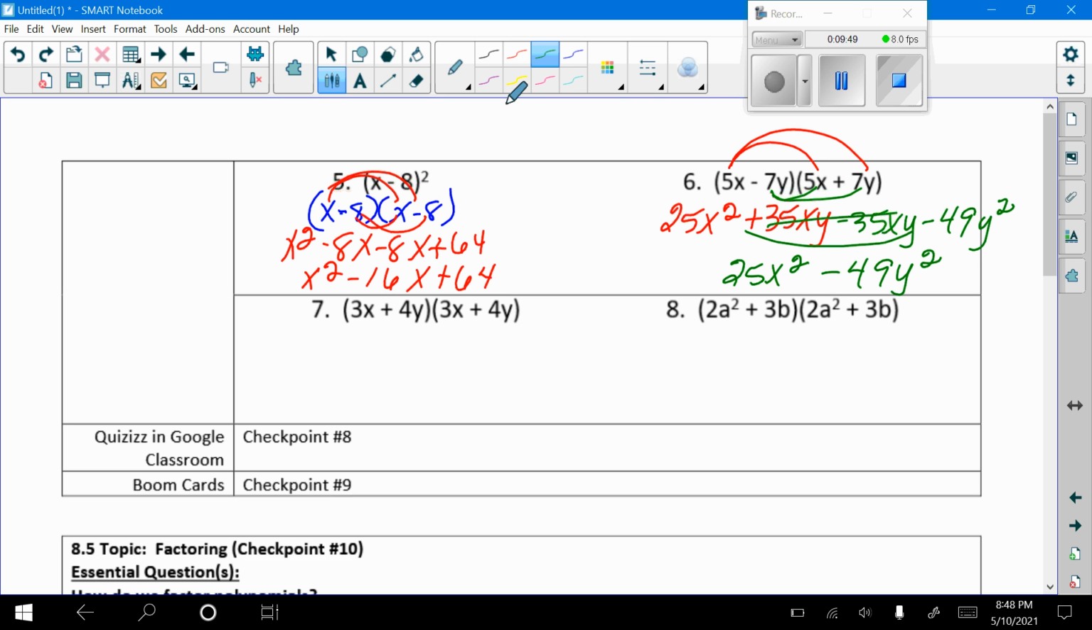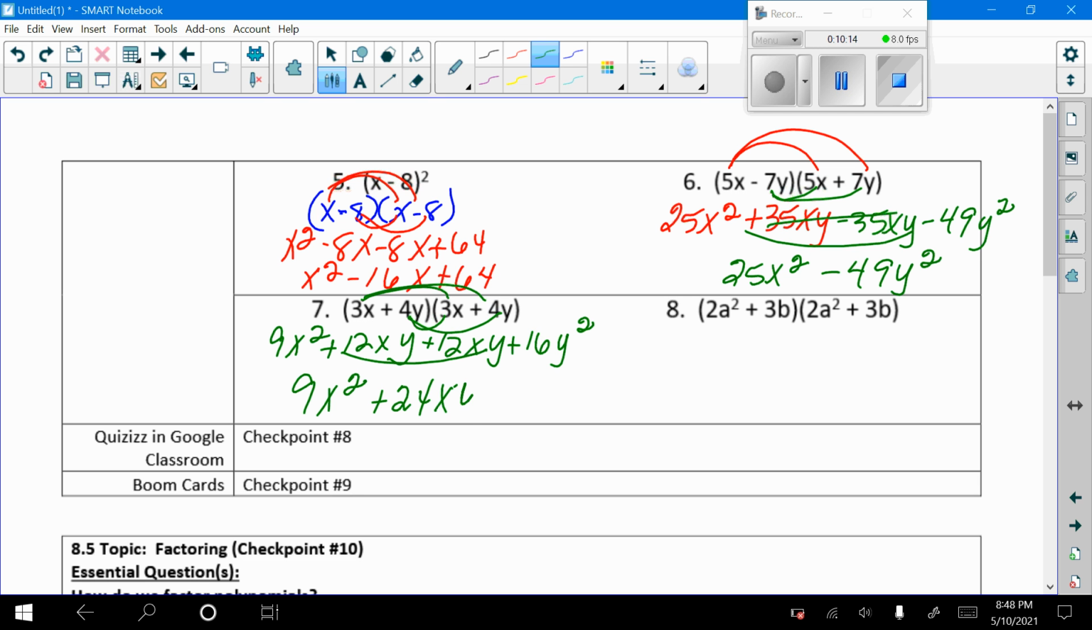So I'm going to say 3x times 3x is 9x squared. 3x times 4y is plus 12xy. 4y times 3x is still 12xy, and 4y times 4y is positive 16y squared. Combine like terms, 9x squared plus 24xy plus 16y squared.